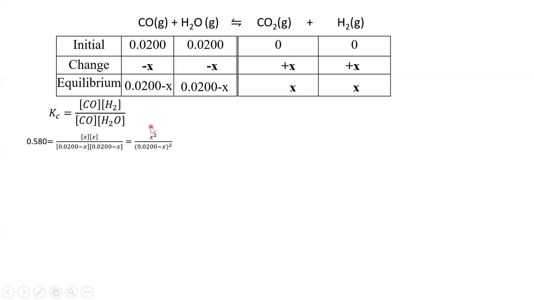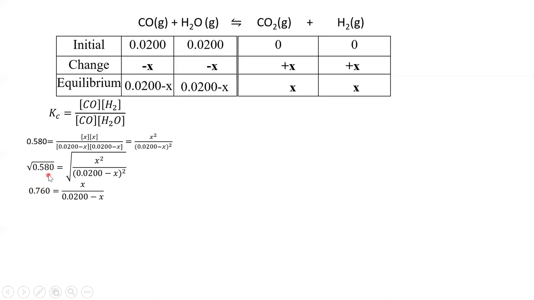And our goal is to solve for X so we can figure out the equilibrium concentrations for everything in the reaction. So if we want to solve for X, the first thing we're going to do is get rid of the squares. And to do that, we take the square root of both sides.